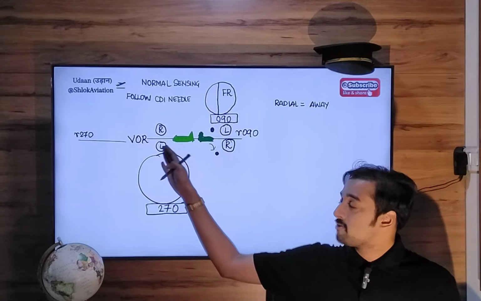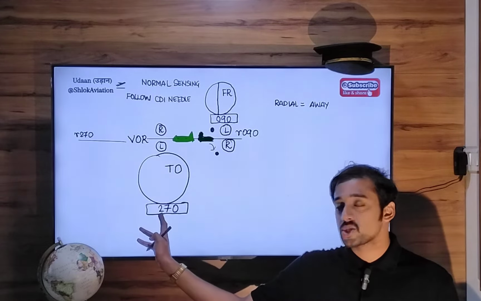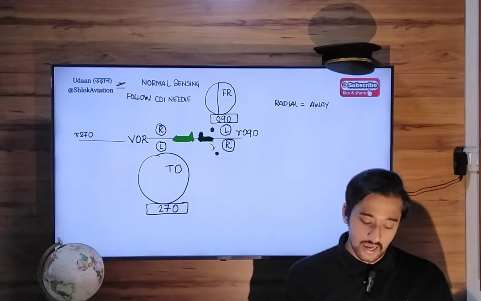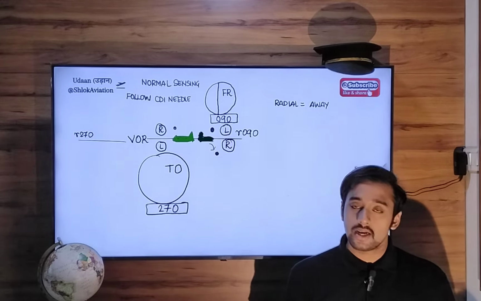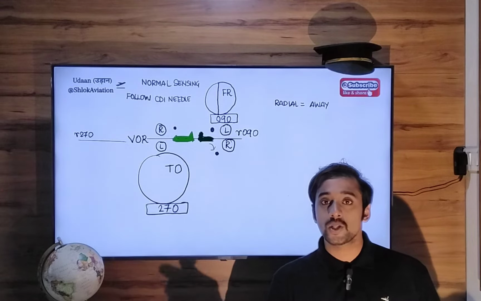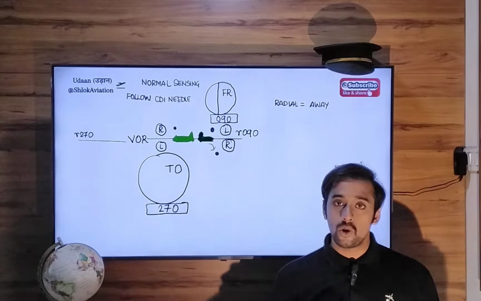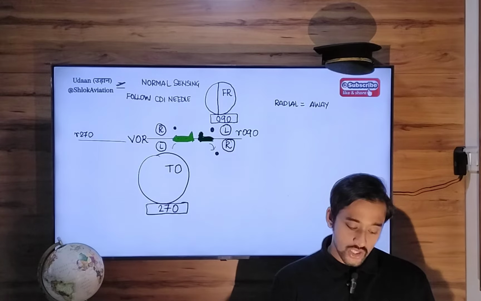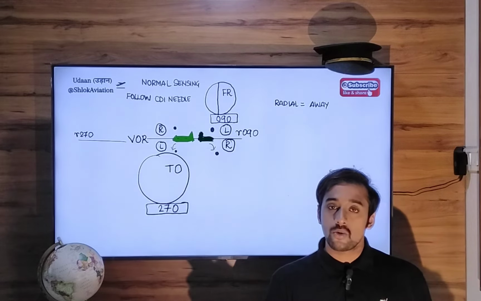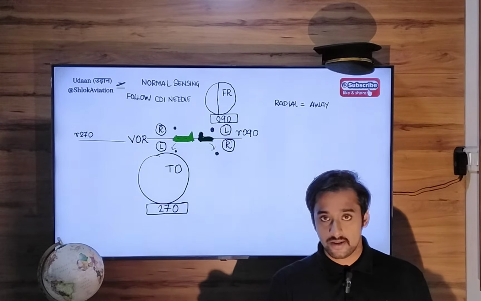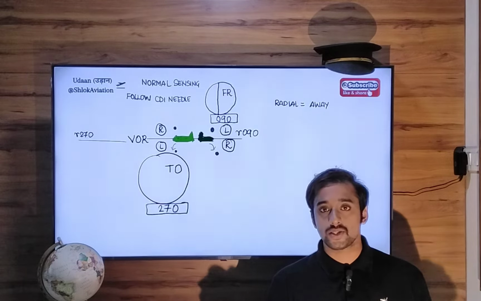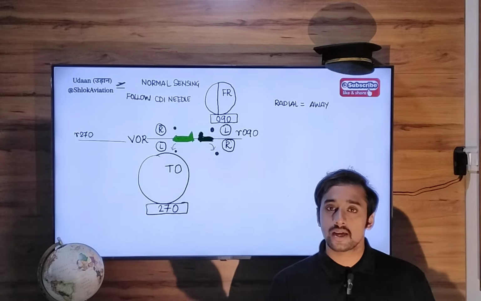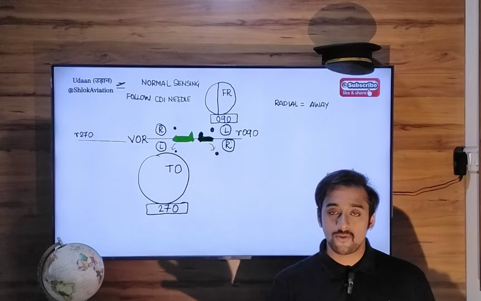Similarly, when you are coming inbound, the correct procedure is to put the 270 radial bearing. In that case, if your aircraft goes to the right hand side, again the CDI needle will move to the left hand side, telling you to go left because that's where your track is. If your aircraft deviates to the left hand side, you will receive information to fly right. So this is called normal sensing. Follow the needle. Not much calculation, thinking or analysis needed. Just follow the needle.